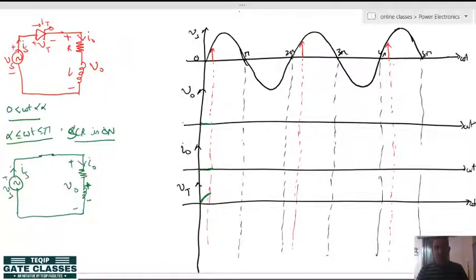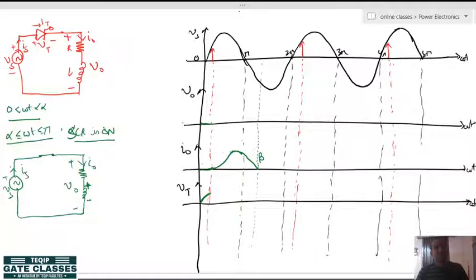So the inductor will charge like this, go to some peak value, and after that it will start discharging, and generally the inductive load discharges after the pi instant. Let us say the inductor is discharging at some point beta like this. The green lines are marked: alpha markings are the triggering angles, and beta is known as the extinction angle.